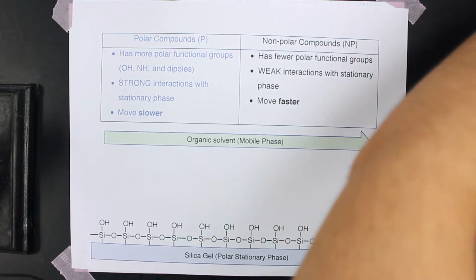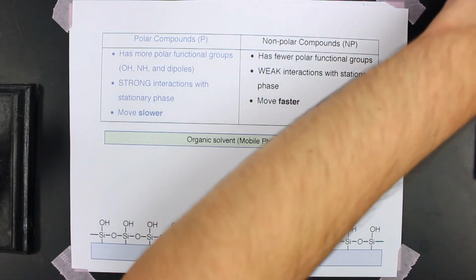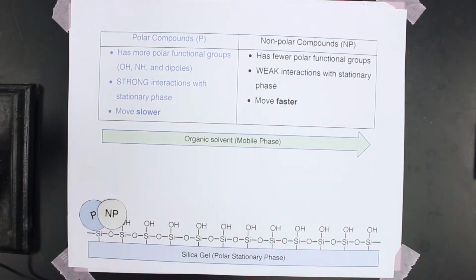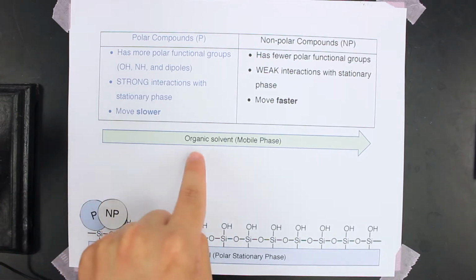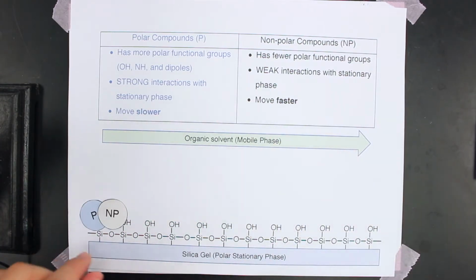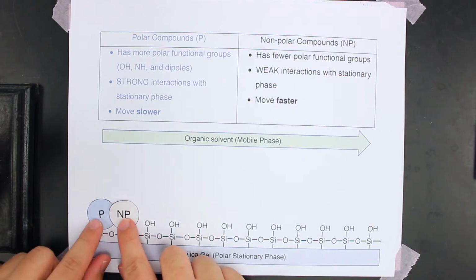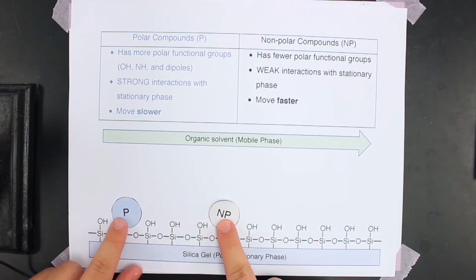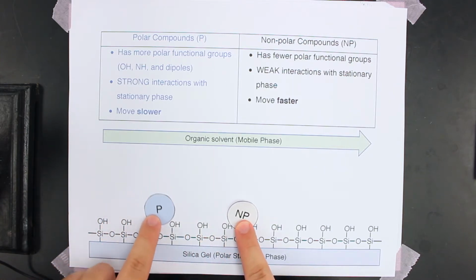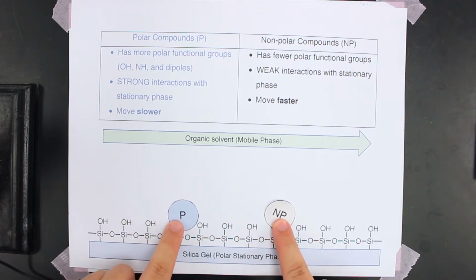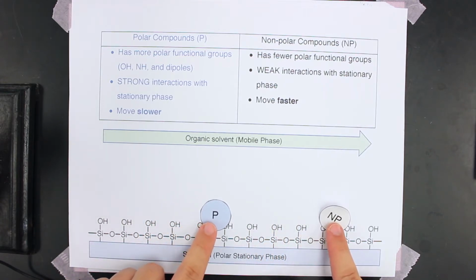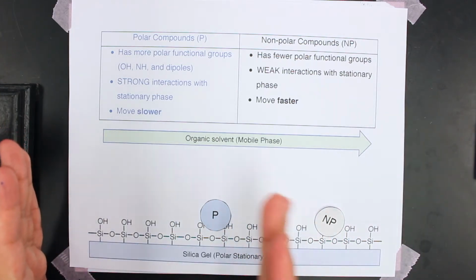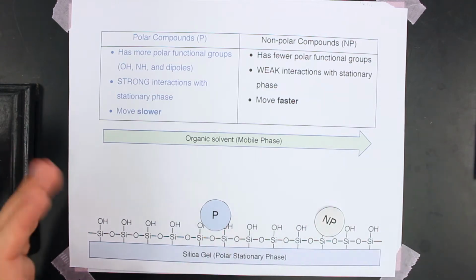And to demonstrate that, let's, for example, place two molecules. Say we have a mixture of a polar molecule and a nonpolar molecule, and we introduce that to our stationary phase, and we push it along using our organic solvent, our mobile phase. What will happen is that the nonpolar molecule will be less attracted to the stationary phase and will be moving at a faster rate, whereas the polar molecule really likes to stick to the stationary phase, so it's going to move at a much slower rate. And eventually, if you were to take a snapshot of this experiment, you would see that the nonpolar molecule has moved farther away from the polar molecule.